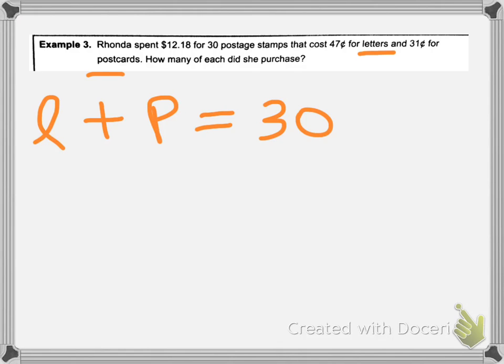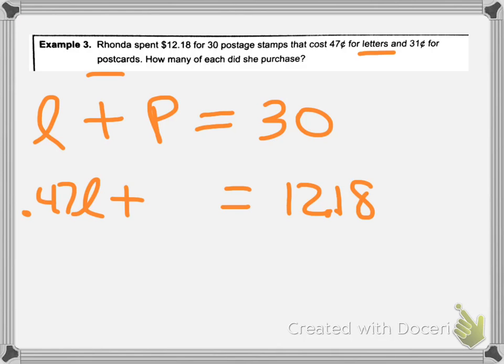Okay. And we've done something like this before. How much does it cost in total? Oh, yeah. $12.18. That's our total. Okay, so for the letters, it's 47 cents. So we're going to have 0.47 for letters plus 0.31 for postcards. We've done something like this before where we had the values in front, and now we have them on top of each other. I am going to take this decimal out by doing 47L and 31P equals 1,218. So we're going to have to multiply either the L's or everything by 31. What do you want to do?